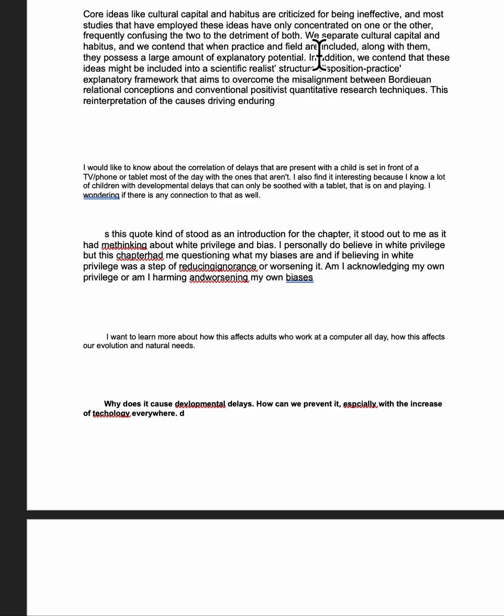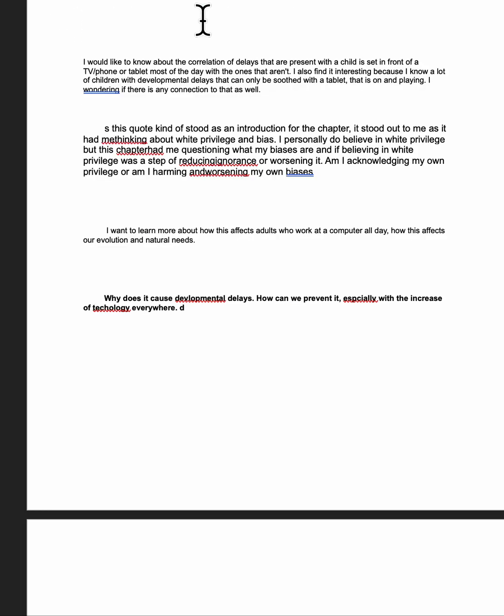Core ideas about cultural capital. This was from that chapter that you just read. I'm trying to see where the question is here. We separate cultural capital. I'm not sure, I'll be honest with you. I'm not sure why this is in here, so I've made a mistake. I'm going to delete it.